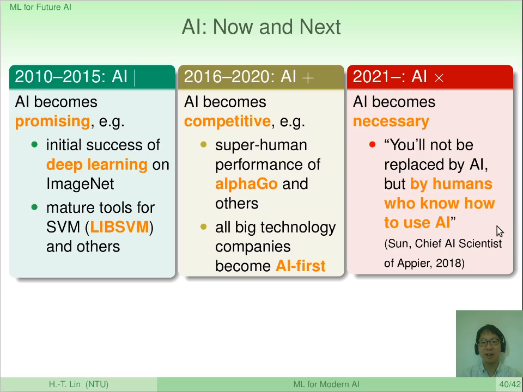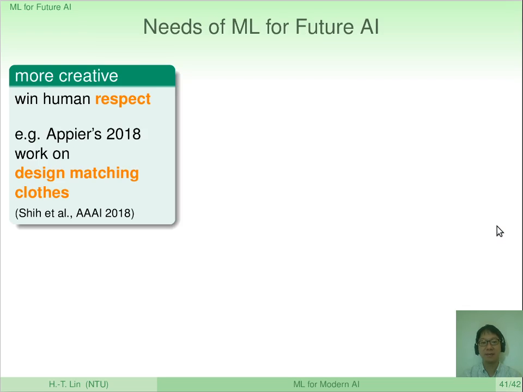And I'm quoting a dear friend of mine's words: you will not be replaced by artificial intelligence, but by humans who know how to use artificial intelligence. Okay, people need to use artificial intelligence for every application that they see in their daily lives. That's what I see now and next.